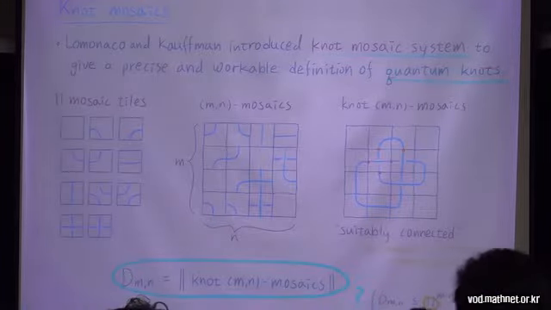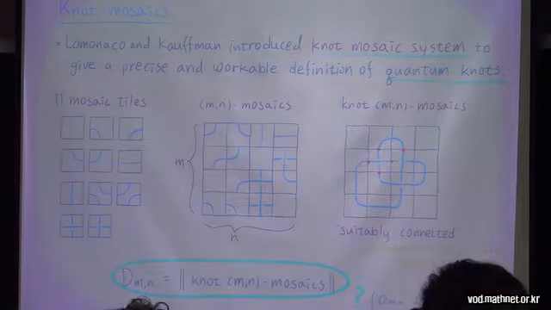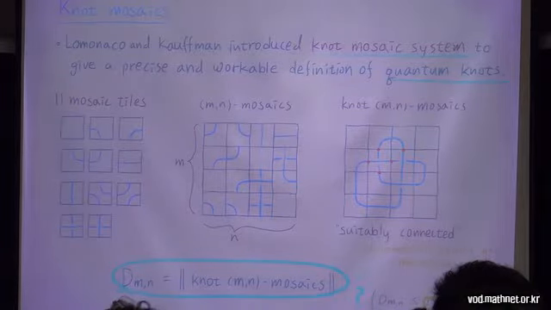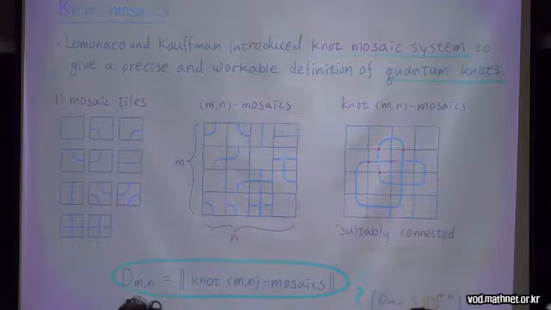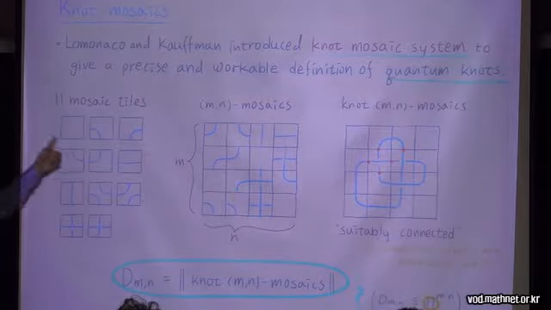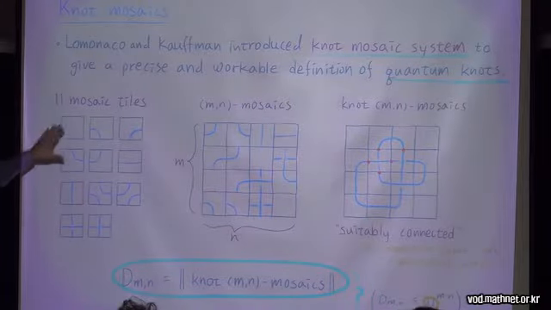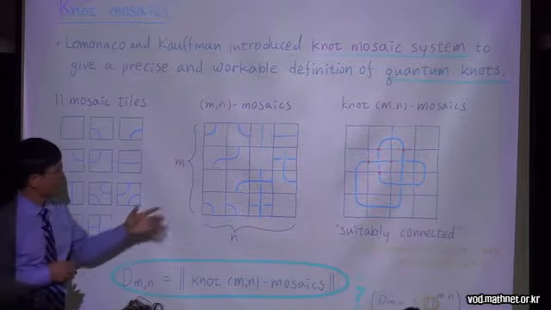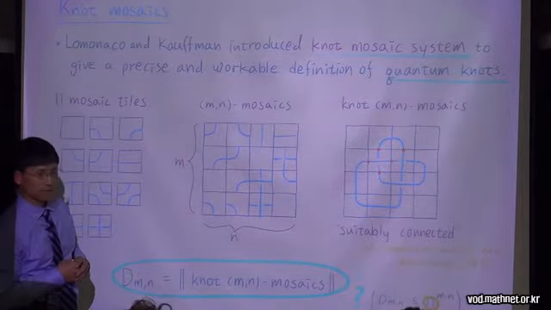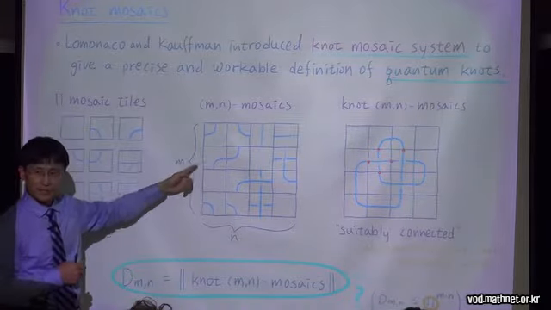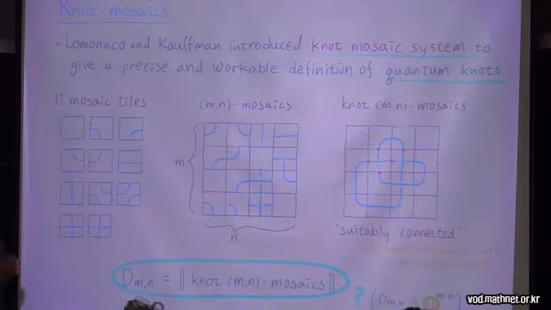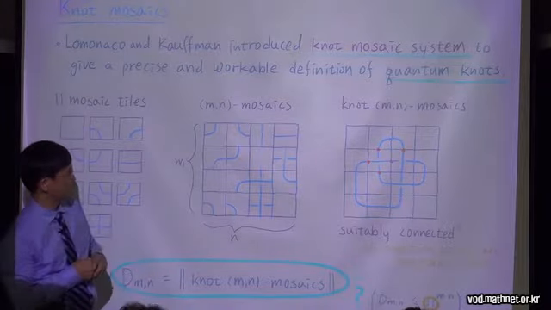And actually, that comes from the knot mosaics, and that's from knot theory. Lomonaco and Kauffman introduced the knot mosaic system to give a precise and workable definition of quantum knots. And in the knot mosaic system, we use 11 kinds of mosaic tiles like that. And if I use these mosaic tiles, we define some m by n mosaics. So here's one example of an m by n mosaic.